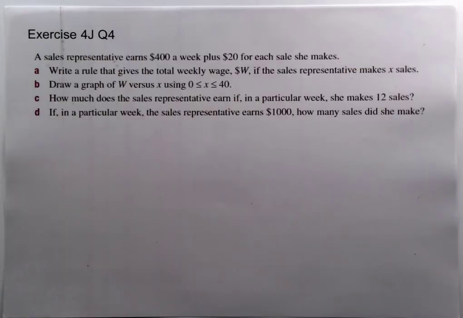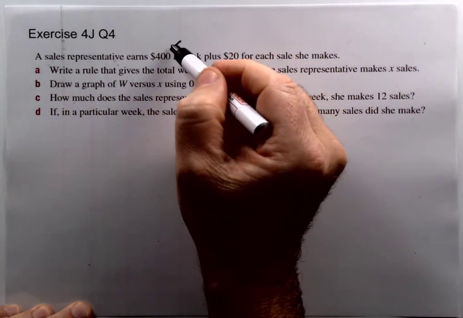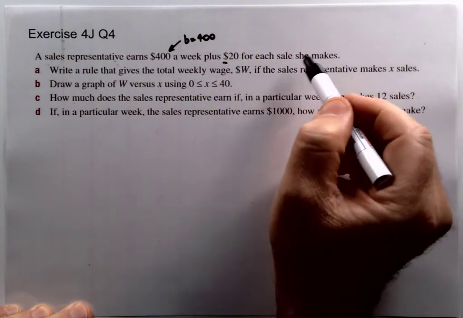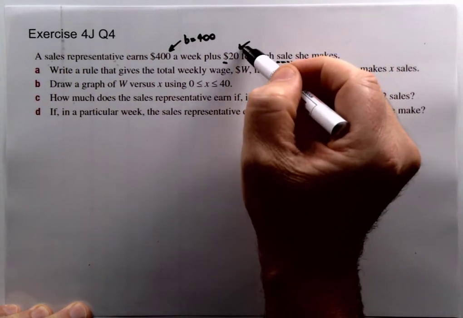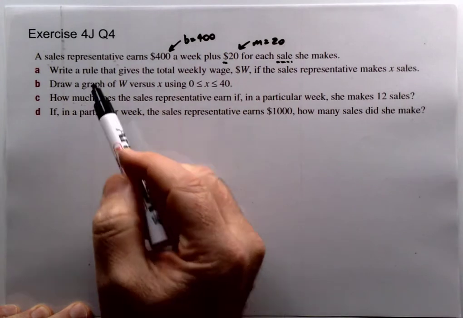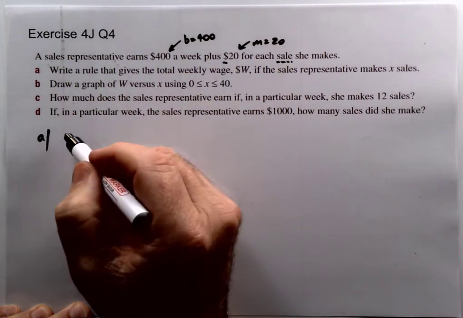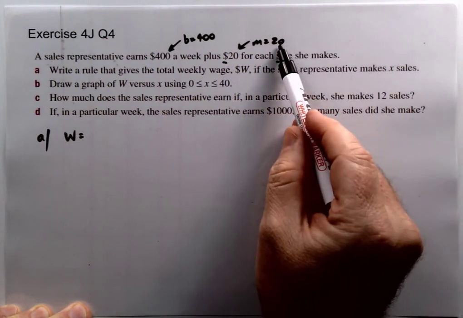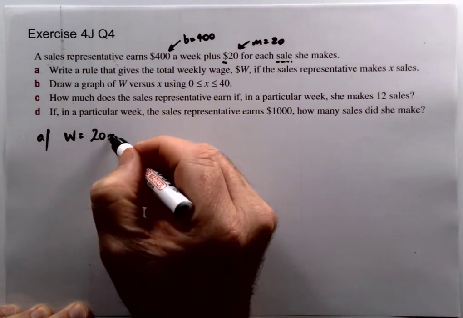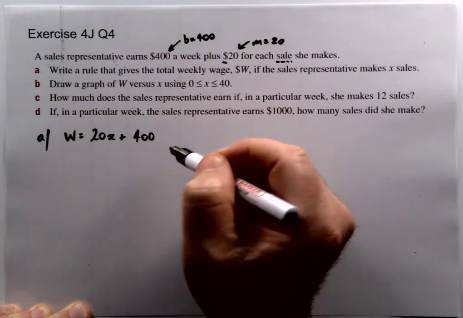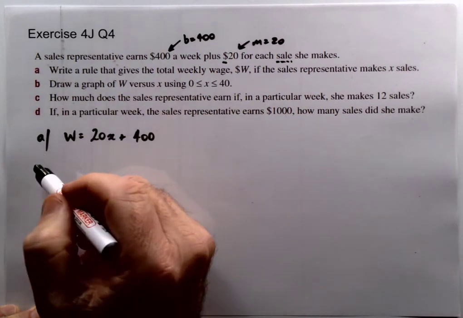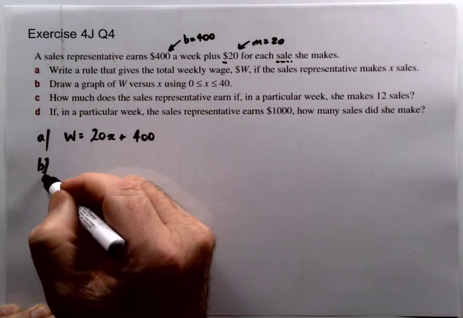A sales representative earns $400 a week plus $20 for each sale she makes. So again, we've got a fixed amount, so that's going to be our value for B. We've got a rate, which is the number of dollars per sale, so that's going to be M. Part A, write a rule that gives the total weekly wage if the sales representative makes X sales. So we want to take the gradient and multiply it by the number of sales, and then add the fixed amount. So her wage for the week will be 20 times however many sales she makes, plus the $400. Okay, part B, draw a graph.